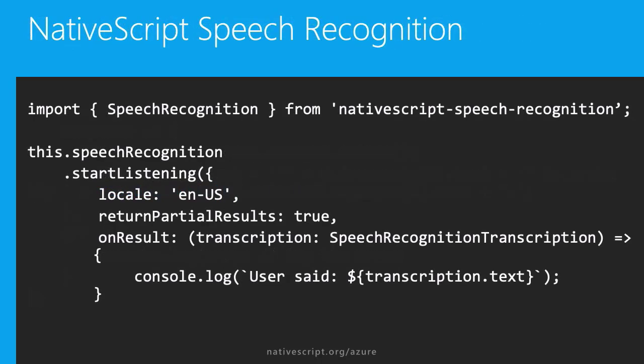Finally here, I did want to show off how easy it is to add that speech recognition feature to this app. By using the NativeScript speech recognition plugin, I simply use the start listening method. You'll see I can set my locale, choose whether or not to return partial results, which just means results returned before the plugin thinks I'm done speaking. Finally, in this example here, I just output the text to the console. All very web-like.